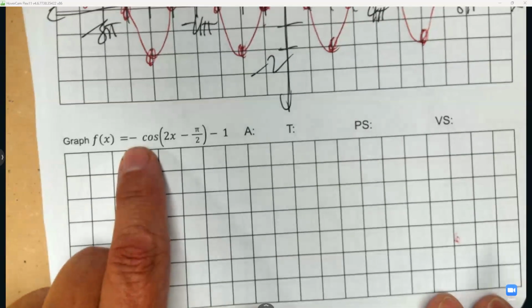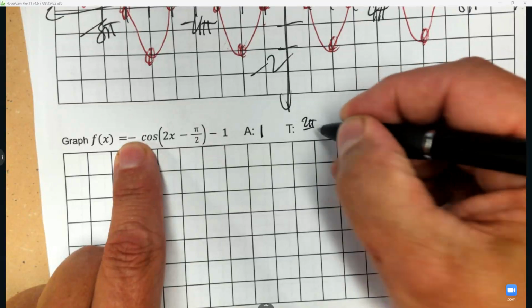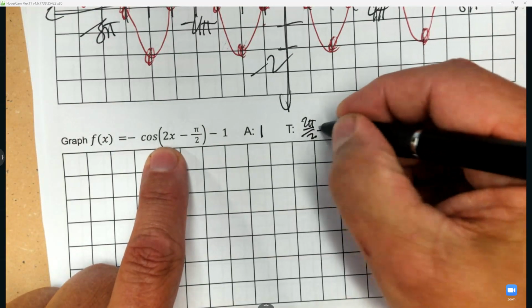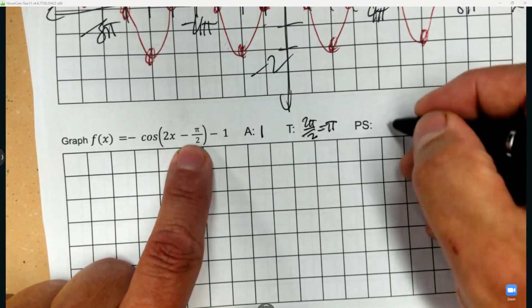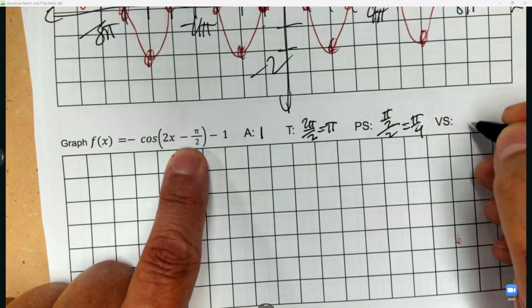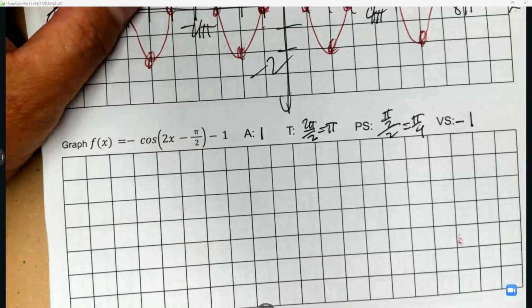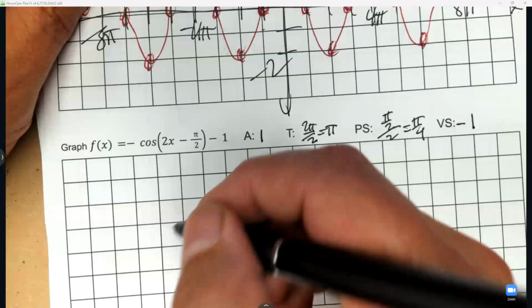I want to graph this equation. The amplitude is +1. The period, I'll do it right this time, is 2 pi, and we divide by 2, which is pi. The phase shift is positive pi over 2, and again, I divide by 2, which is pi over 4. And then the vertical shift is -1. So the first thing I'm going to do is draw a set of axes again.